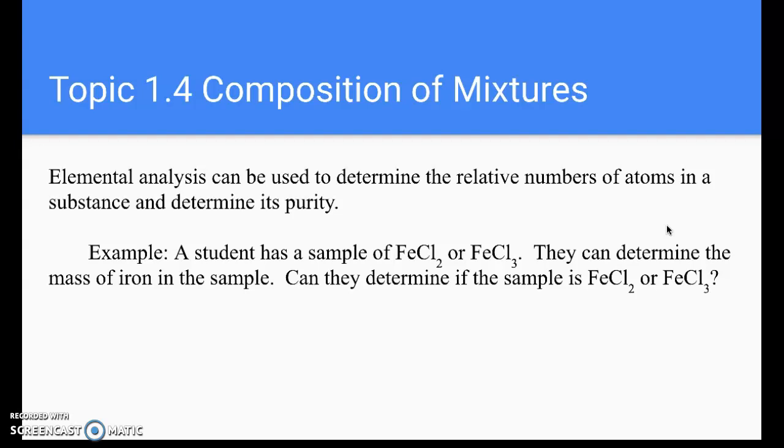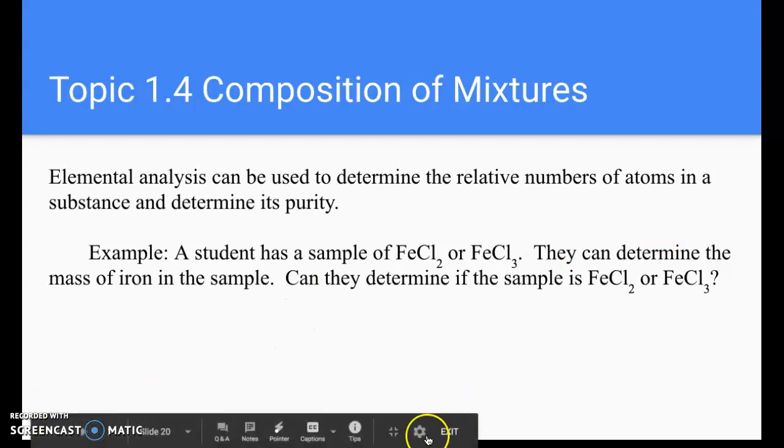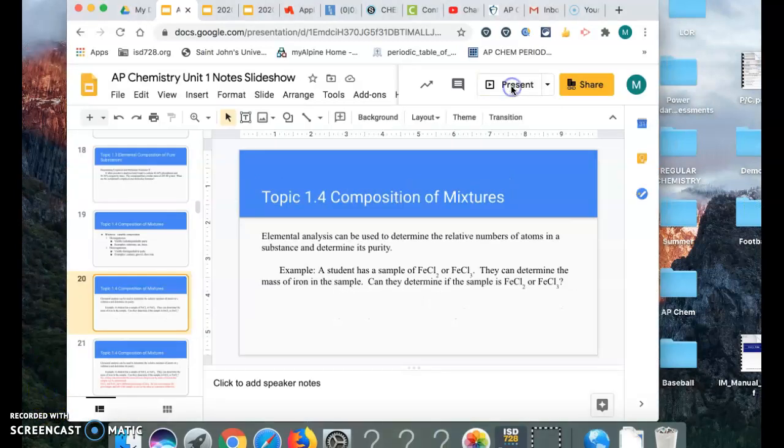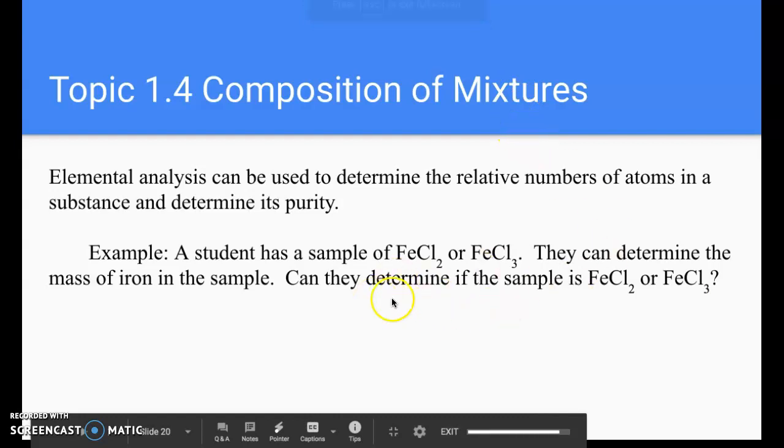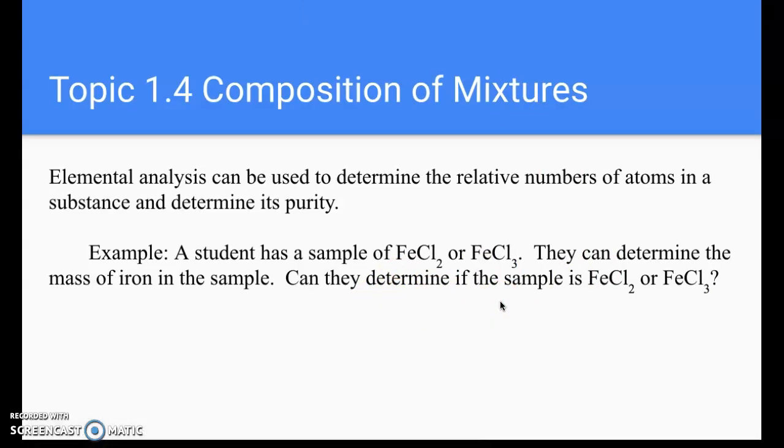So first of all, you kind of want to think about, well, what are the differences between FeCl2 and FeCl3? Well, the answer to that is really, there's a lot of differences. They're different compounds, so they're going to have different physical properties, different chemical properties. I was saying FeCl2 and FeCl3, they're different compounds and they're going to have all sorts of different chemical and physical properties. But what we're looking at here is mass, all right?